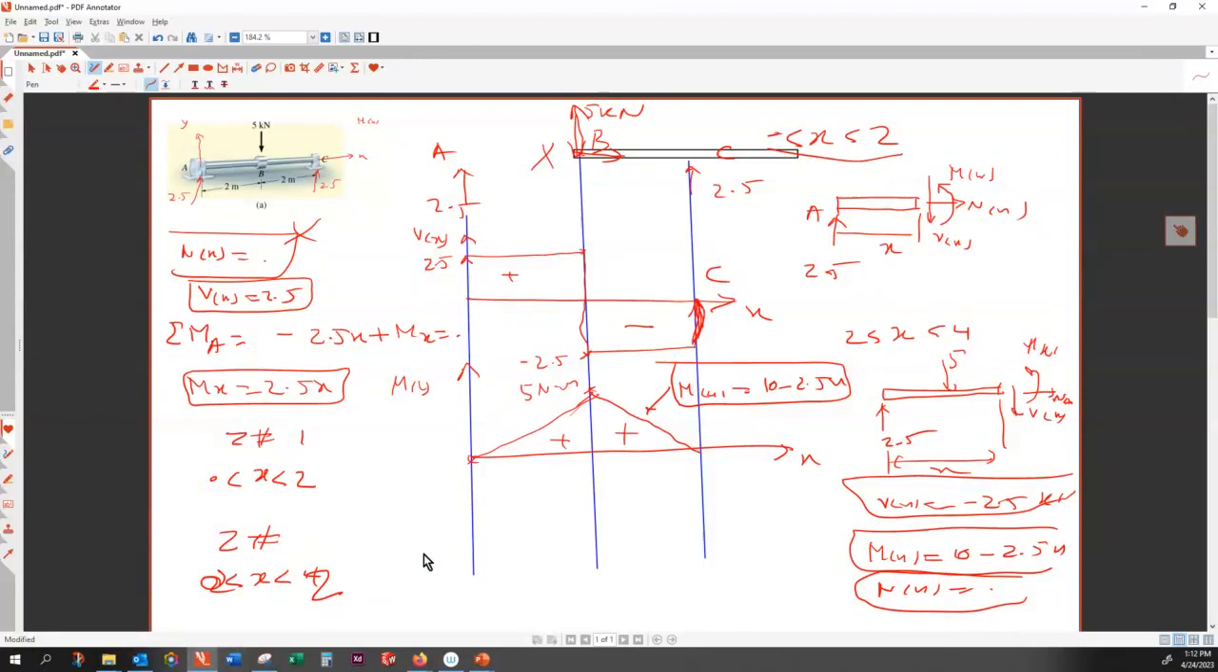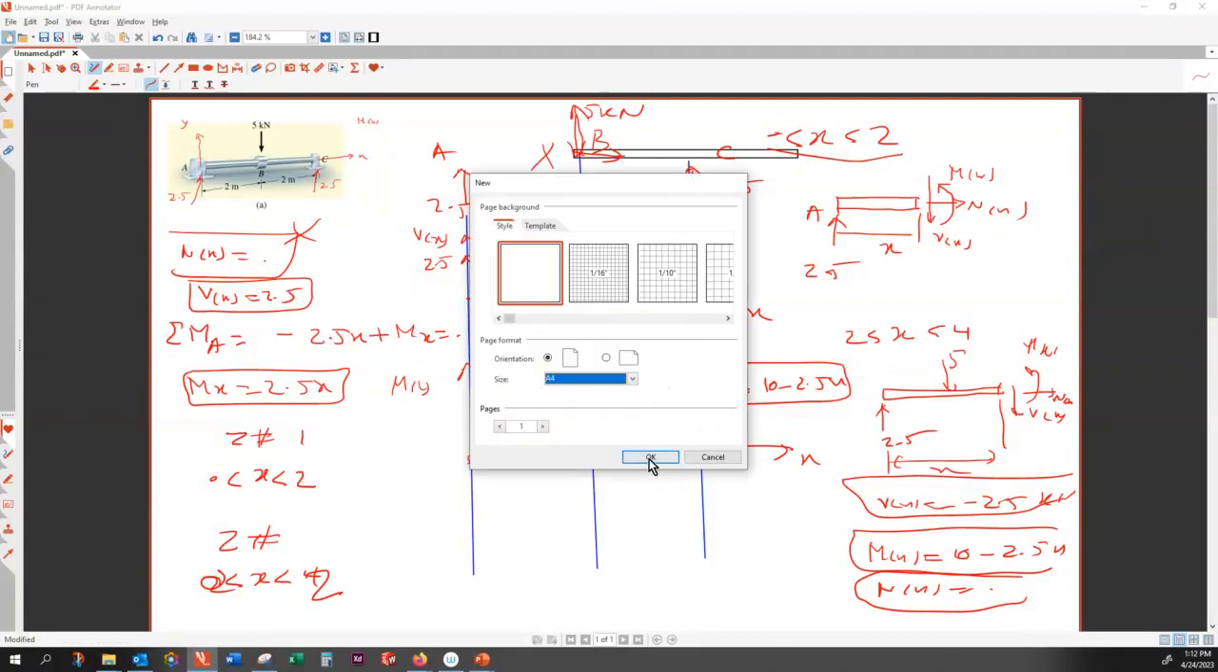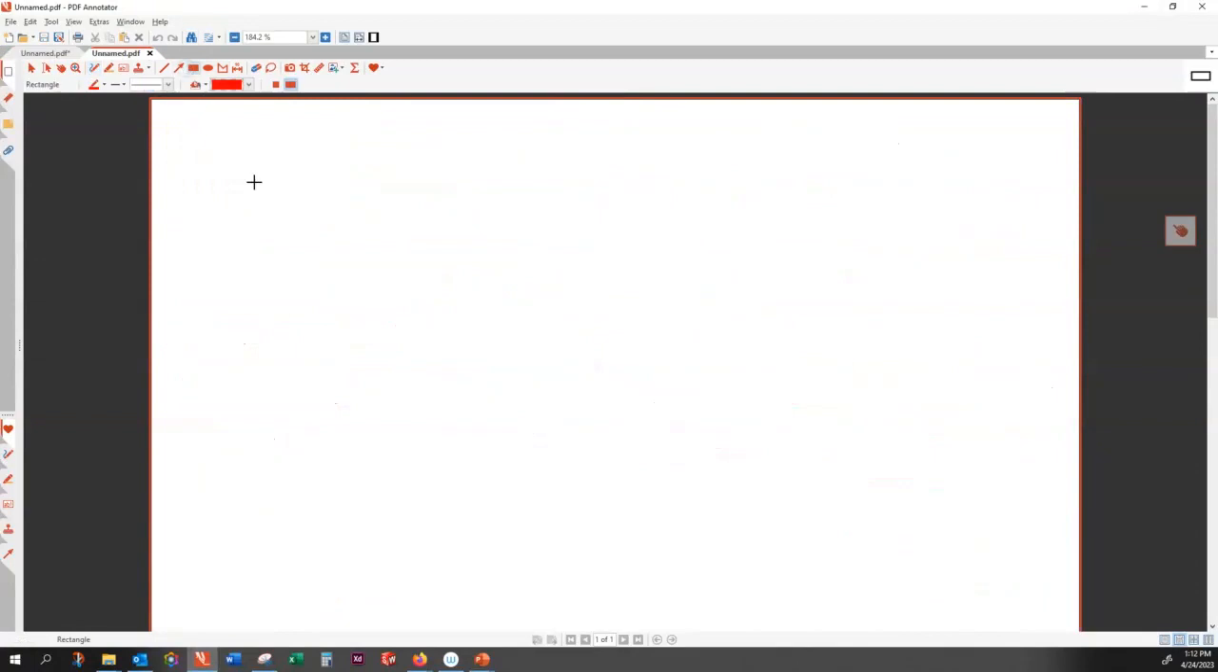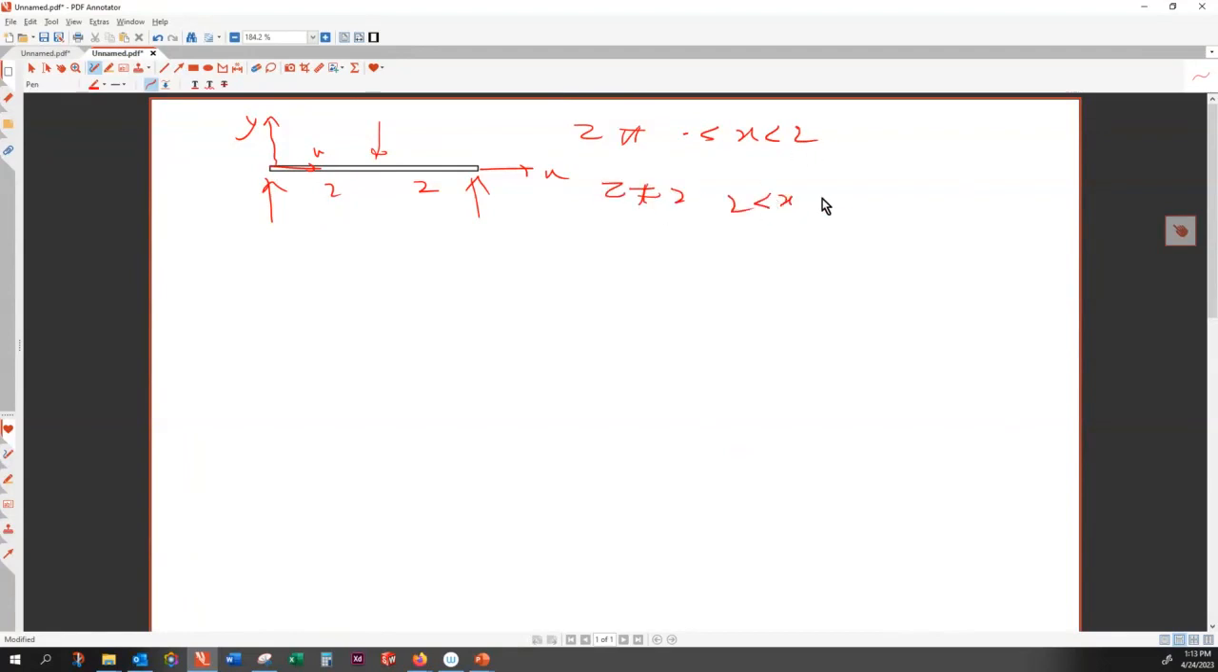Okay, Nguyen, let me explain again. So I start from a fresh page. So in this fresh page, how many zones are here, Nguyen? There are two zones, right? You agree there are two zones? So in one alternative, I keep my coordinate system fixed to here. So with my coordinate system fixed here, zone number one is x changes between 0 to 2, and zone number two, x changes between 2 and 4. So there is no problem with that, Nguyen, right?